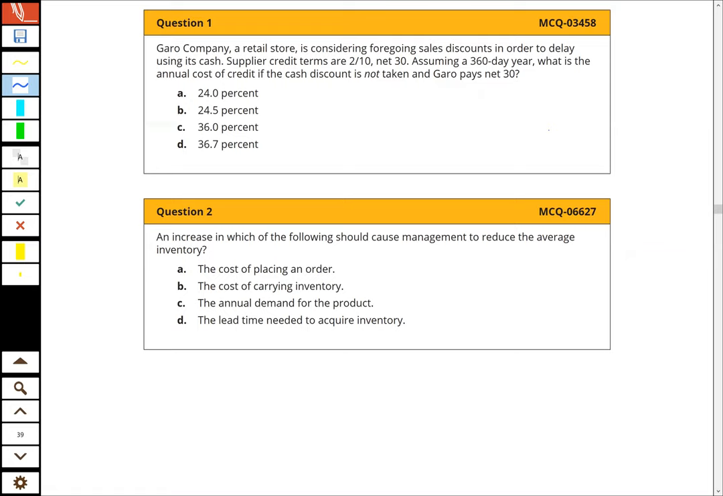The correct answer is 36.7%. What I'm doing is looking at the formula, and I know that I have to have 360, since they use a 360-day year when they're getting into financial calculations. And then I have to take the pay period, which looking at this question was 30 days.